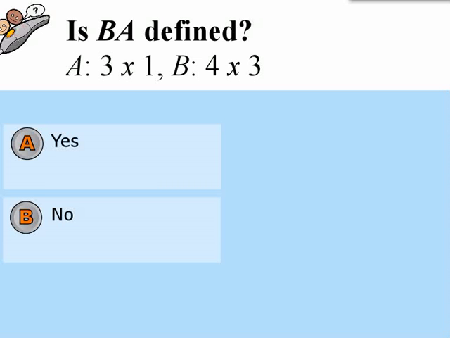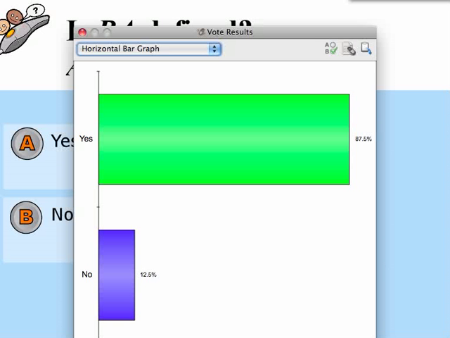Is b times a defined? Do you always look if your middles match? Is that what I'm supposed to be doing? Yes. Is b times a defined? Yes, it is defined.